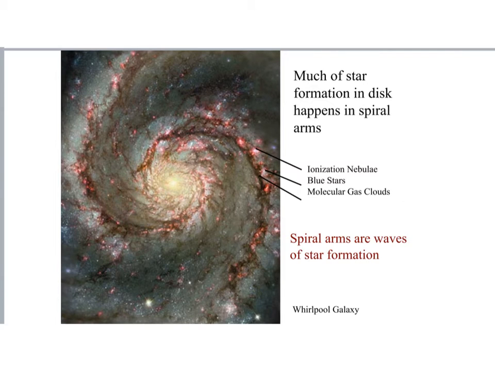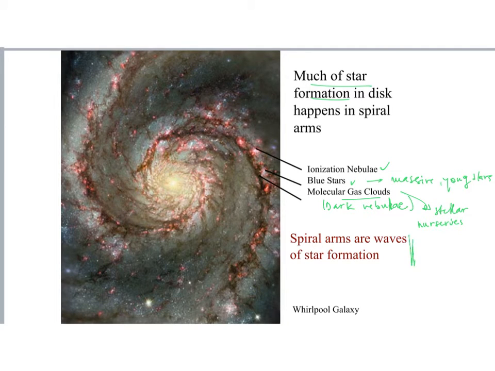So you might wonder by now, what are those spiral arms, and why is it that we see all the signs that we by now came to recognize as signs for star formation, like ionization nebulae, the reddish looking blobs, and then blue stars, which are massive, young, basically just produced stars. And then also the dark nebulae, which are a sign that there are molecular gas clouds, which is where stellar nurseries are located in those spiral arms. So we basically see that much of the star formation in the disk happens not just anywhere in the disk, but in the spiral arms.